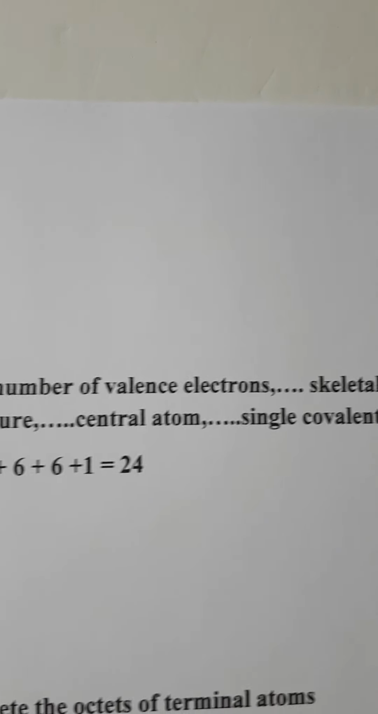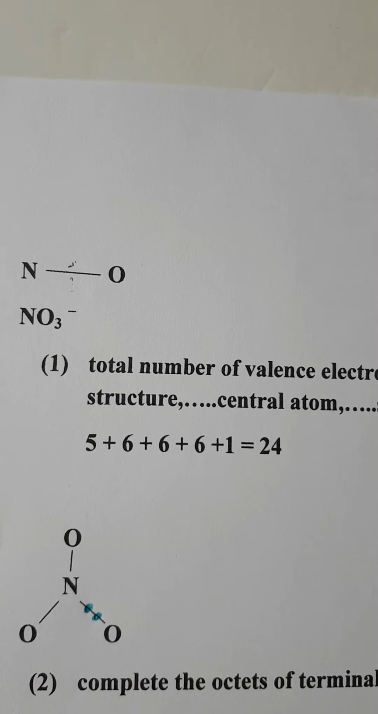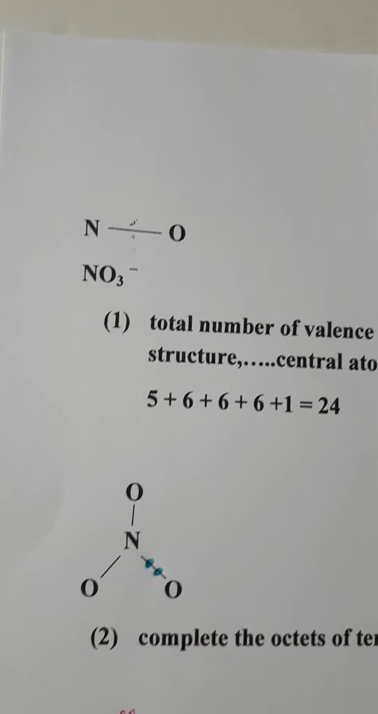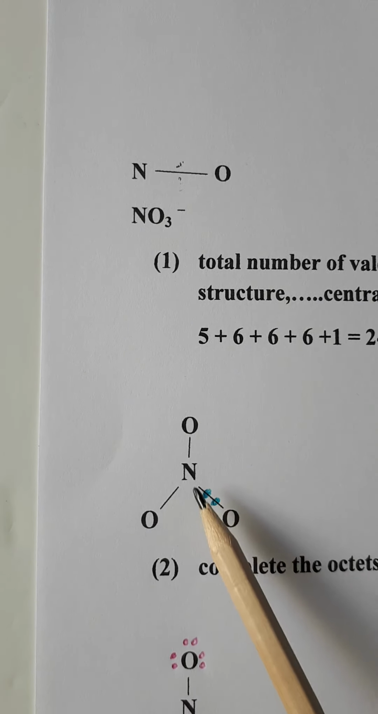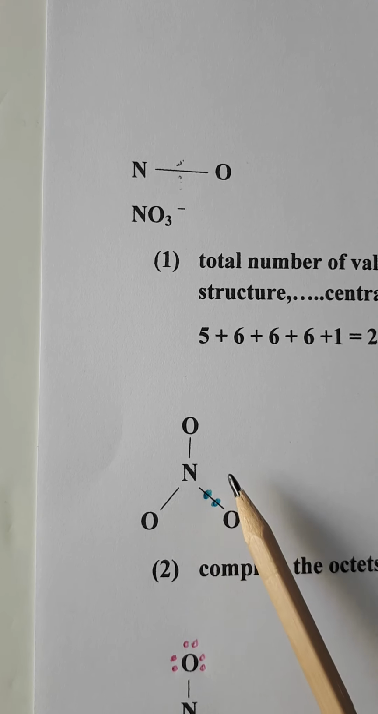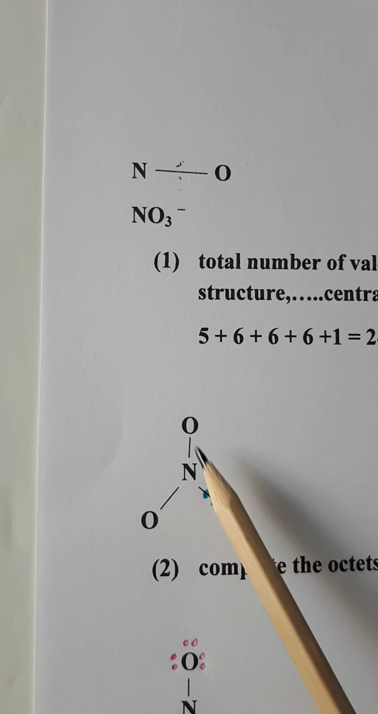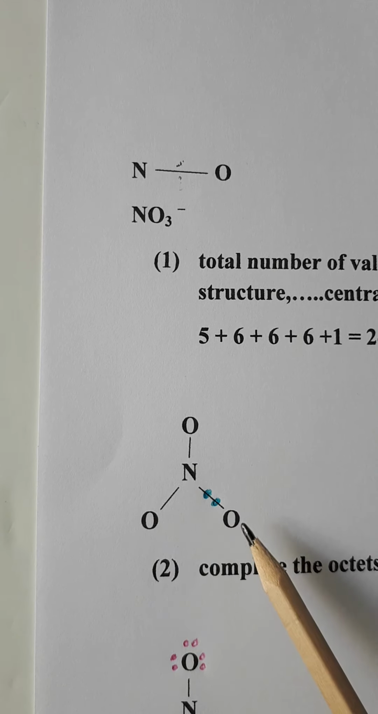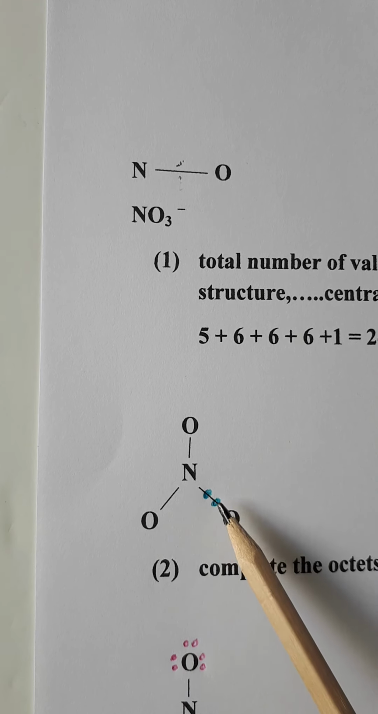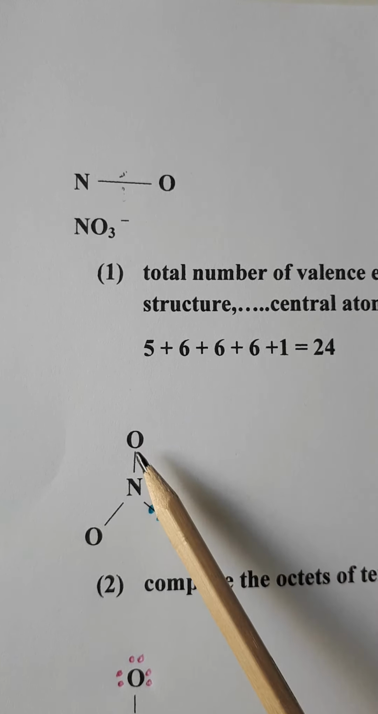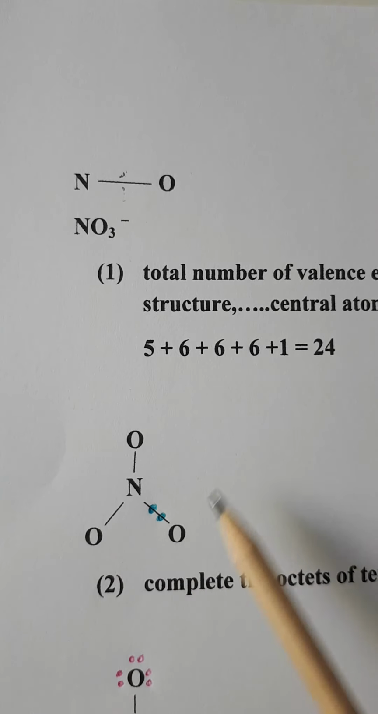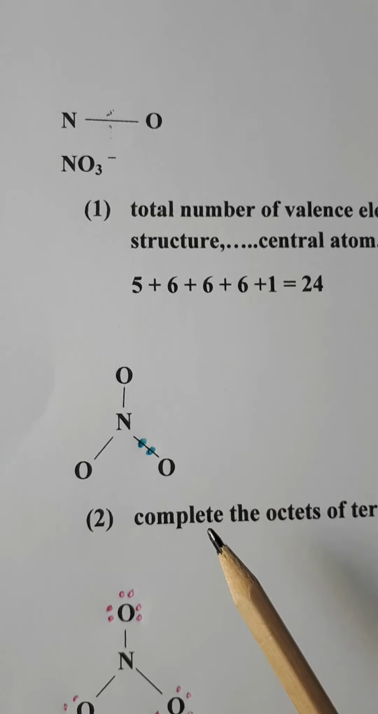The next step is to draw the skeletal structure using single bonds. One more thing to remember: we put the most electropositive atom at the center. So when we connect oxygen atoms to the nitrogen atom, we are using 3 single bonds. Each bond has 2 electrons. So now we have already given out 6 electrons: 1, 2, 3, 4, 5, 6. 24 minus 6 is 18, so 18 are left.